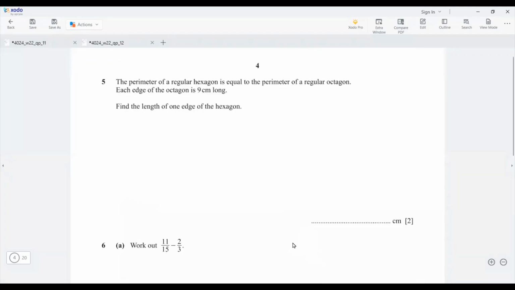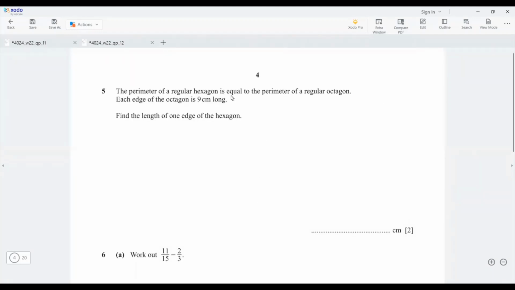Next type of question, the perimeter of a regular hexagon. Regular means all of the sides of that hexagon are equal. Hexagon means a shape having 6 corners. What about a regular octagon? Octagon means 8 corners, 8 sides. So they're saying that the perimeter of the regular hexagon is equal to the perimeter of the regular octagon. What does perimeter mean? Perimeter is the sum of all the sides. Each edge of the octagon is given as 9 centimeters.